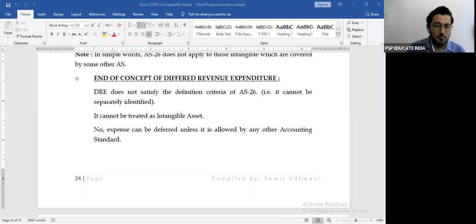Quickly tell me on the chat box, are you clear with this? Yes or no? Everyone on the chat box. Then I will take a couple of doubts that I have. So everyone quickly on your chat box.